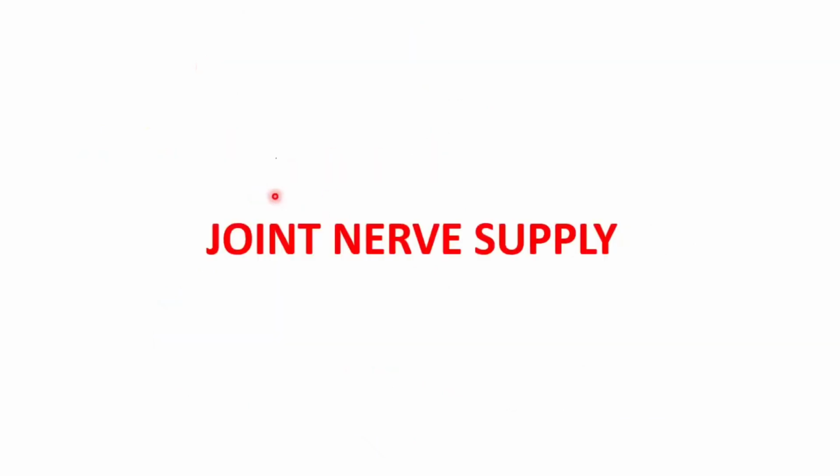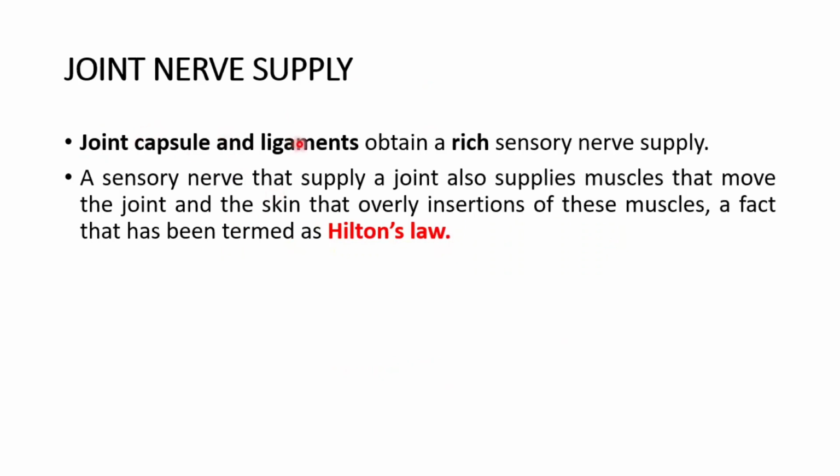So, joint nerve supply now. Joint capsule and ligaments obtain rich sensory nerve supply. A sensory nerve that supplies a joint also supplies muscles that move the joint and the skin that overlays insertion of these muscles, an effect that has been termed as Hilton's law. So this is the Hilton's principle or the Hilton's law, right? Any sensory nerve that supplies a joint also supplies muscle that move the joint and the skin that overlays insertion of these muscles, right?